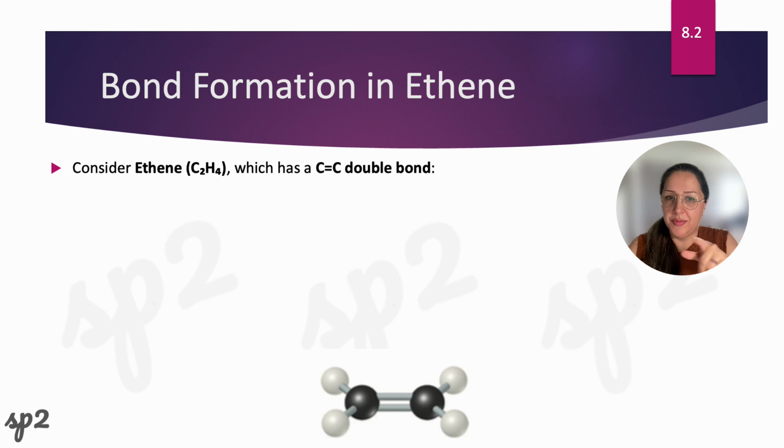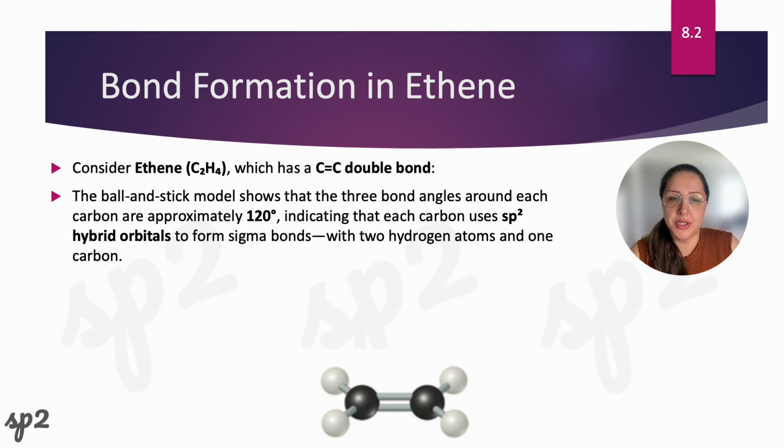Okay, now we're going to be looking at a couple of examples, starting with ethene, which is a very simple molecule. We have C2H4, right? And we know that there's a double bond in this molecule, so we'll try to understand the formation of the double bond here. If you look at the ball and stick model at the bottom of the slide, you can see we have 3 bond angles around the carbon of about 120 degrees. That means we are looking at sp2 hybrid orbitals from carbon, and these are the ones being used to form the sigma bonds with the 2 hydrogen atoms and 1 carbon. So that is going to be for our sigma bonds.